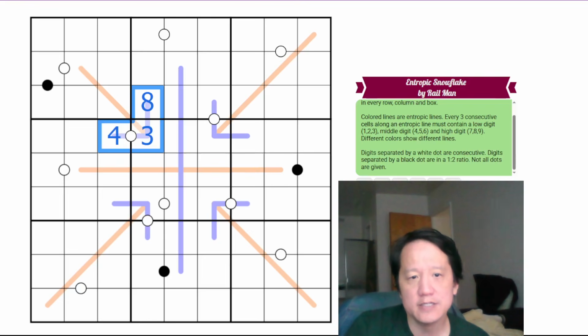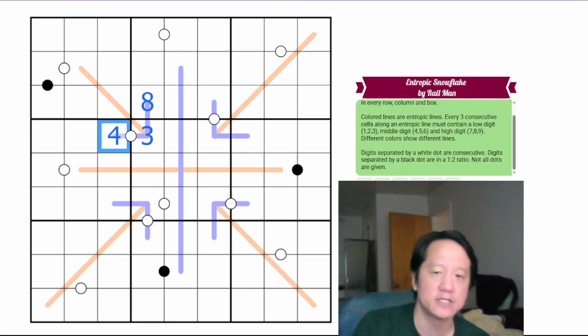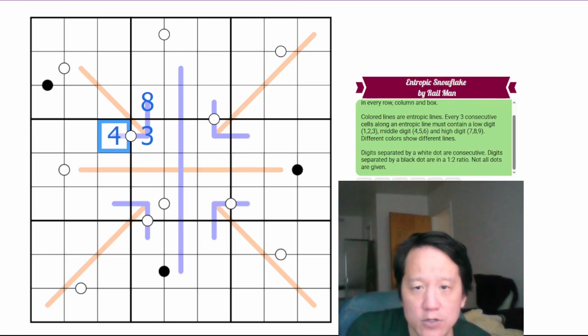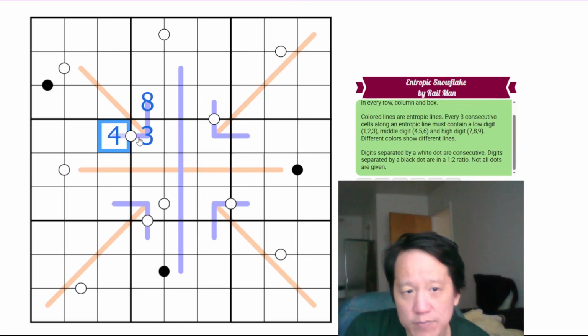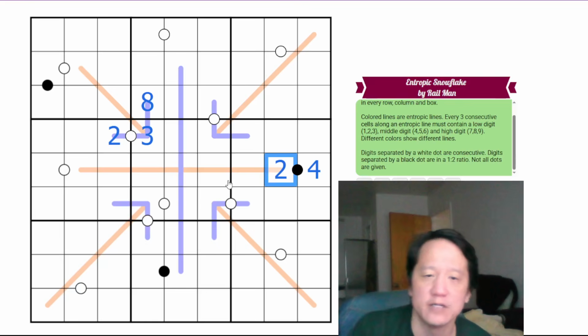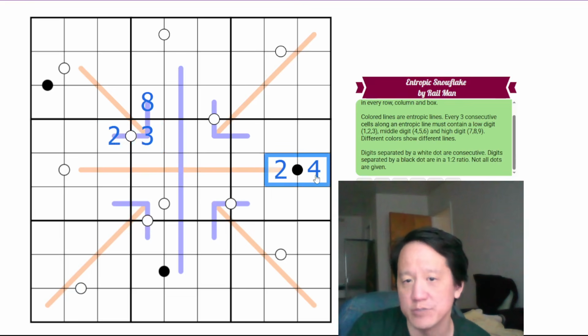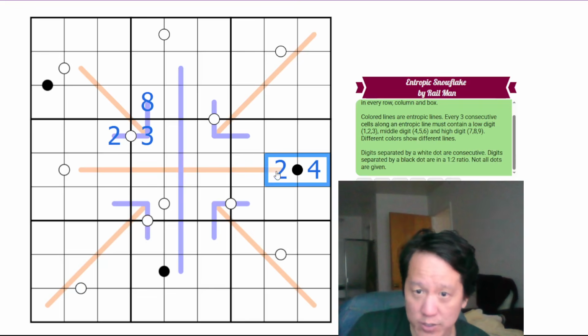Digits separated by a white dot are consecutive, and digits separated by a black dot are in a 1:2 ratio, and not all dots are given. As an example, if this were 3, this would have to be 4 or 2 here. And if this were 2 here, this would have to be 1 or 4 to maintain the 1:2 ratio. These digits have to be consecutive because there's a white dot between them. This has to maintain the 1:2 ratio because there's a black dot between them. And those are all the rules.